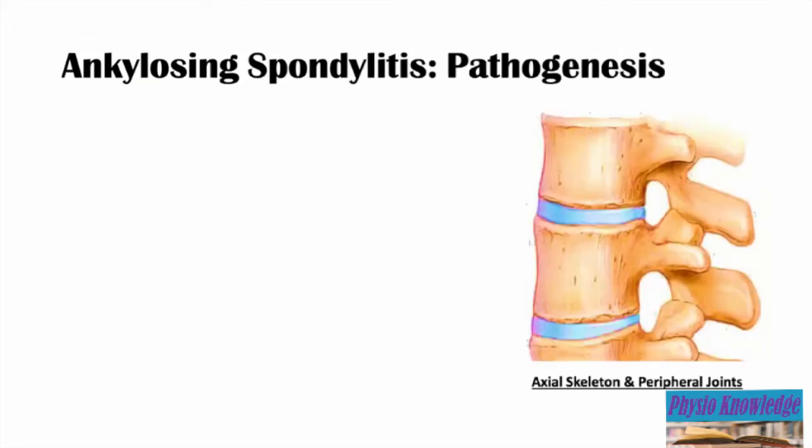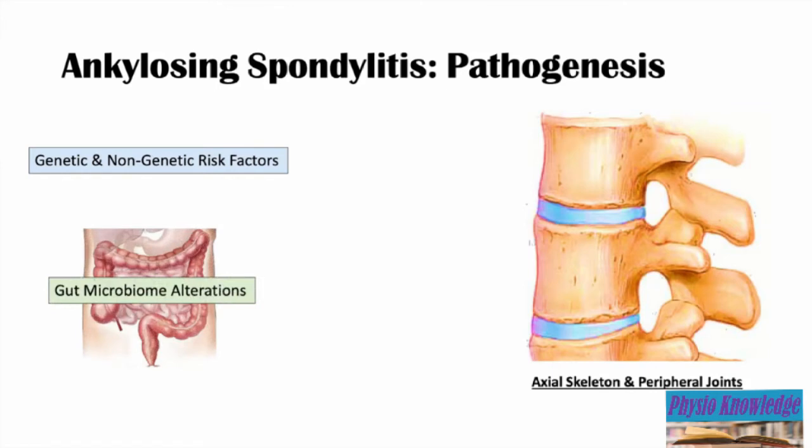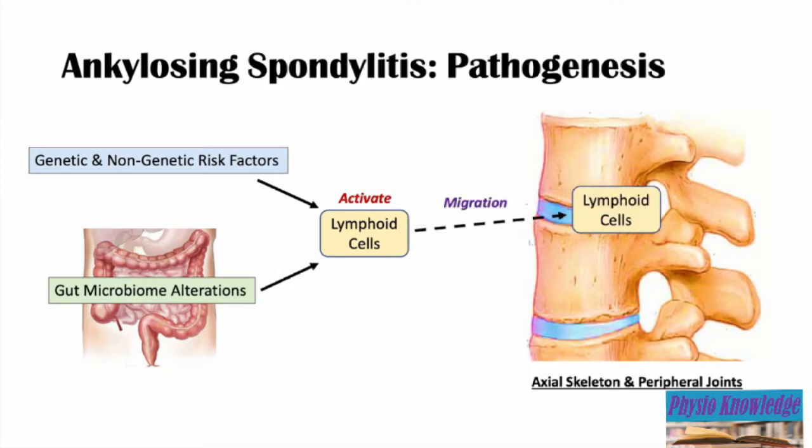So what is the pathogenesis of ankylosing spondylitis? As we mentioned before, there's genetic causes, but there's also non-genetic risk factors as well. And this all ties together with gut microbiome alterations. Very interesting. So when these two combine together, they lead to the activation of lymphoid cells. And these lymphoid cells can migrate to the axial skeleton and sometimes into peripheral joints as well. So these are innate lymphoid cells that produce interleukin 17 and interleukin 22. So these are cytokines that can lead to a variety of effects, causing inflammation in the joints.